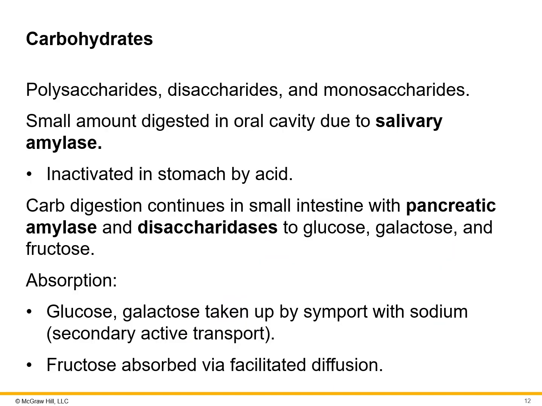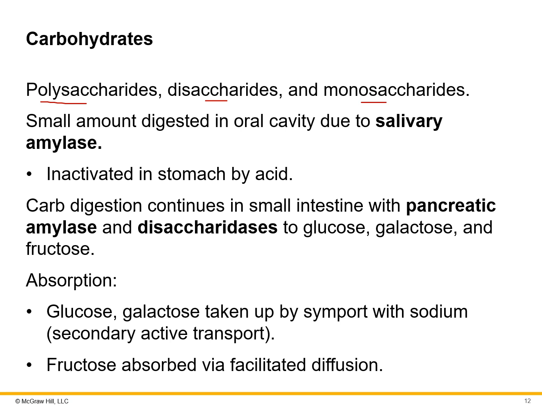So if we look at carbohydrates, we have polysaccharides, which are chains of lots and lots of monosaccharides, like cellulose and starch. Disaccharides are two, like lactose or table sugar, which is sucrose. And then individual sugar units like glucose are monosaccharides.